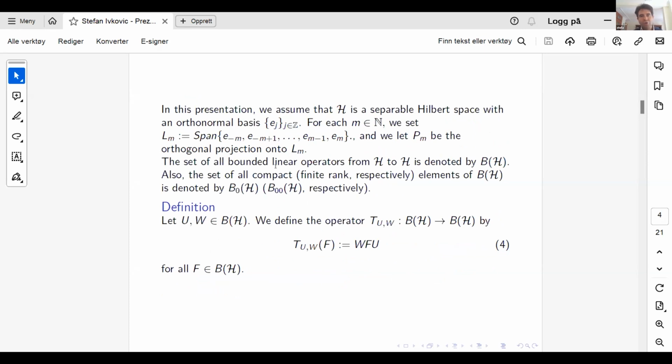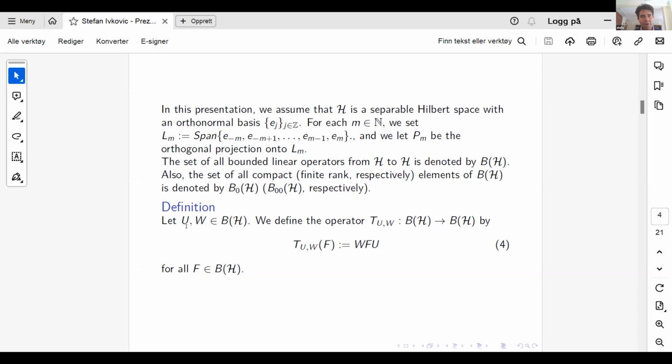And now we shall fix the notation for our talk. In this talk, H is a separable Hilbert space, and we take an orthonormal basis which we will index over the integers. Later we shall see why I choose to index over integers and not over natural numbers, but it is the same. It is a separable Hilbert space. For each m, we let L_m be the span of e_{-m} up to e_m, and then we let P_m be the orthogonal projection onto L_m. As usual, B(H) is the set of all bounded linear operators. However, B_0(H) will denote the set of all compact operators on H.